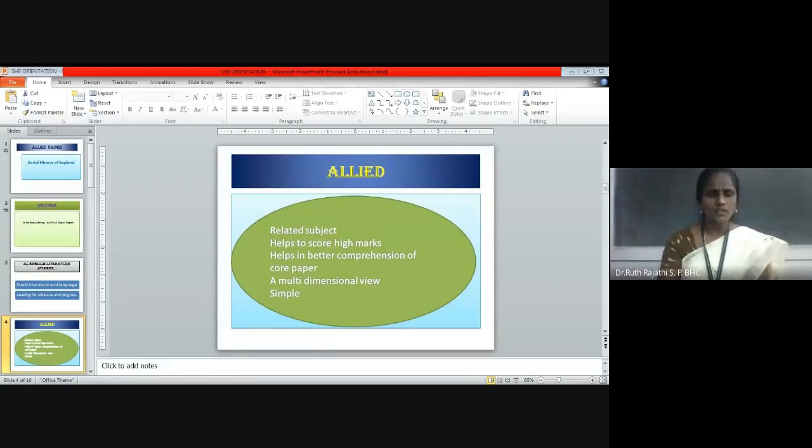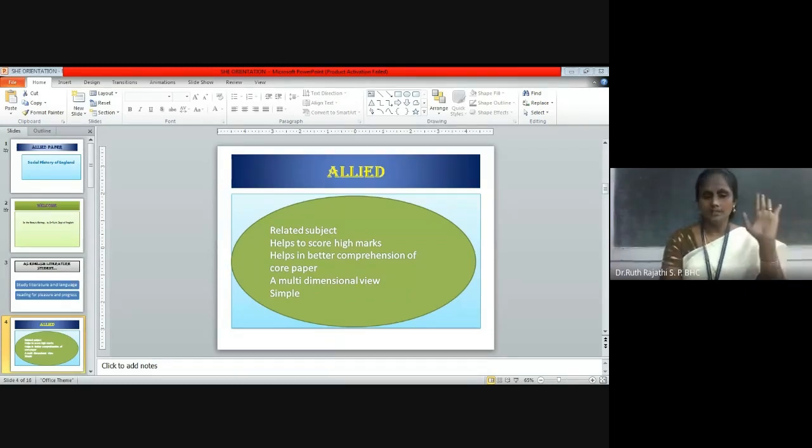But that is not going to be the case in the prose paper or poetry paper, because those are literature papers where you are expected to write critically. You have to approach a piece with a critical eye. Critical appreciation will be expected there. But this allied paper, Social History of England, is a small book, and it gives the outline of the history of England. If you get thorough with this, definitely you will get more than 90 marks.